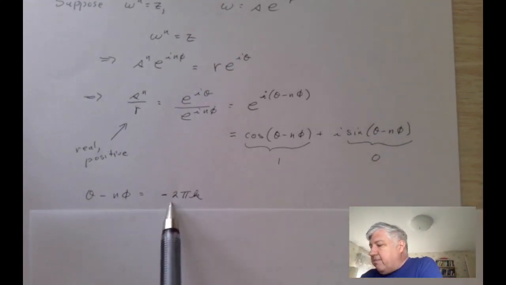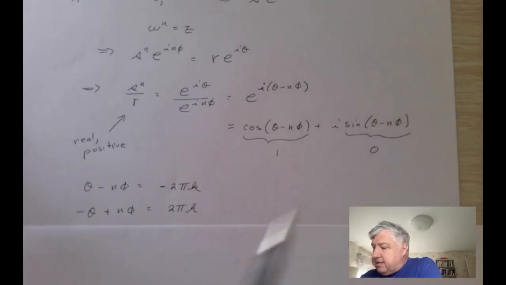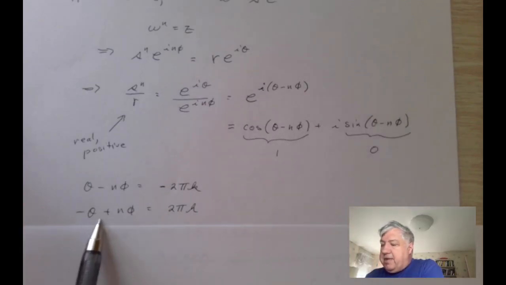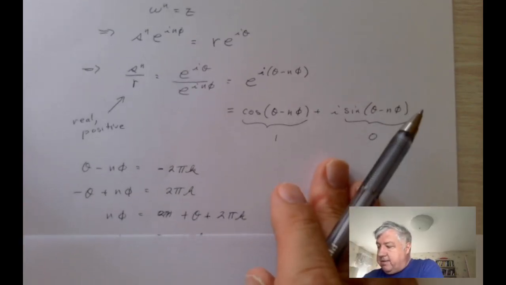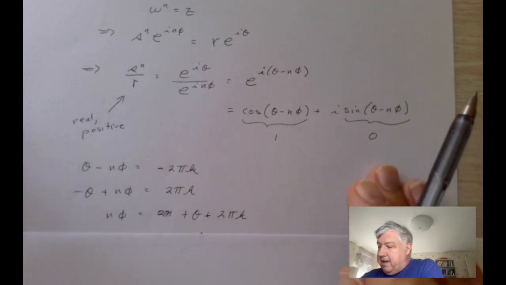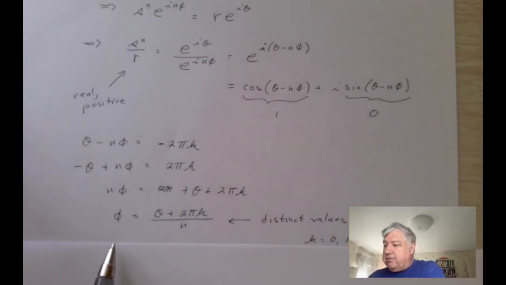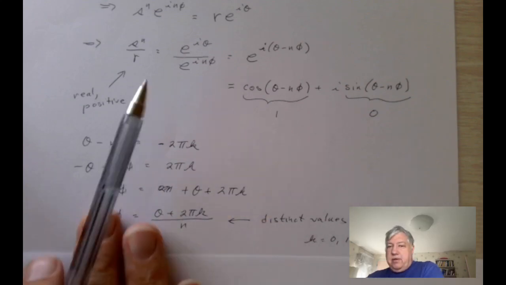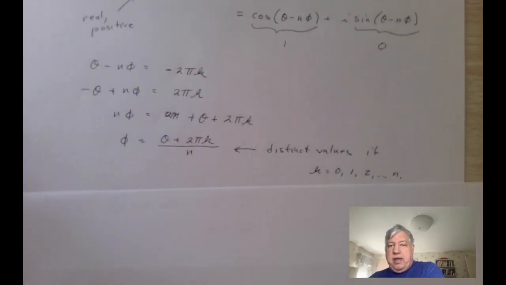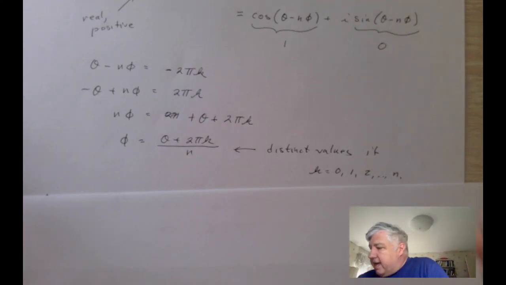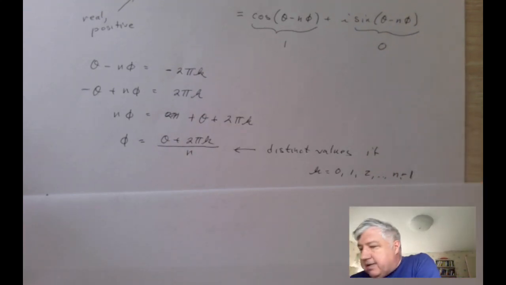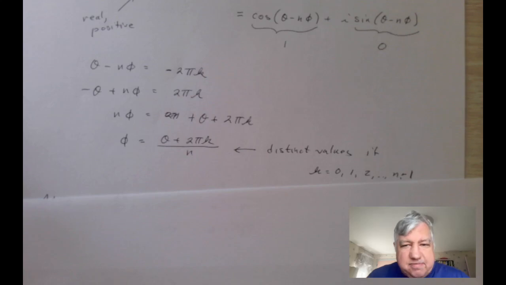And I put a minus here, you'll see why. Because now we can just multiply both sides by -1, add theta to both sides, divide by n, and there we are. That tells us what phi is. And these are distinct values when k ranges from 0 to n minus 1. Aren't you glad that I watched this video?